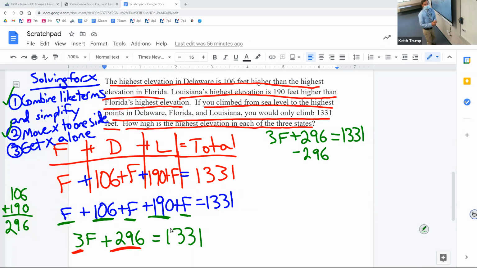And we learned that whatever we do to one side of an equation, we need to do to the other. So if I'm going to subtract 296 from the left side, I'm also going to need to subtract 296 from the right side. So 3f, well, 296 minus 296 is just 0. And we need to do 1331 minus 296 using our subtraction algorithm. Let's go ahead and do that up here.